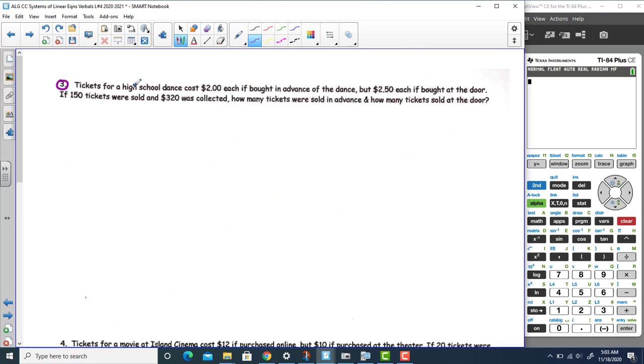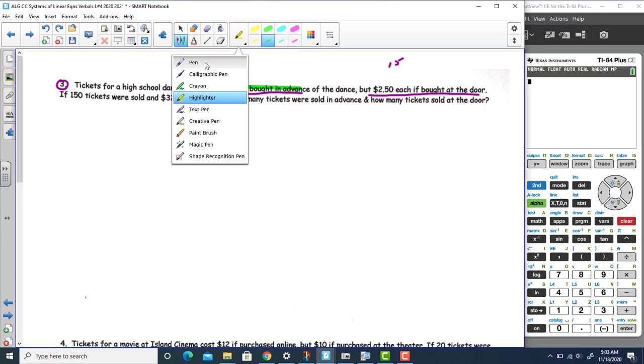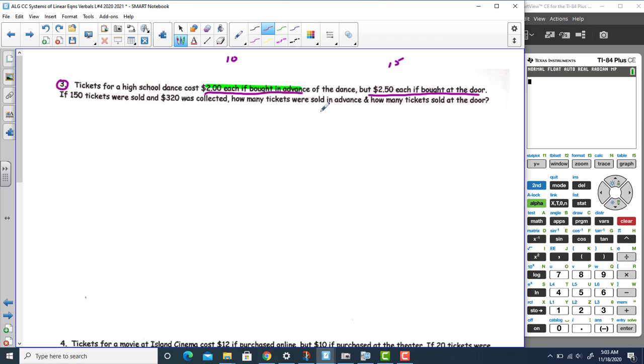Okay, so question number 3 suggests that tickets for a high school dance cost $2 each if you buy them in advance, and they cost $2 each if you buy them at the door. Those numbers are a little off. The question's a little old. It probably should have been something like $10 in advance and $15 at the door. But the point of the story is that they're trying to suggest to you that if you buy them in advance, you're going to get a discount. And the reason you're going to get a discount is because it's going to allow the people planning for the dance to set up appropriately.